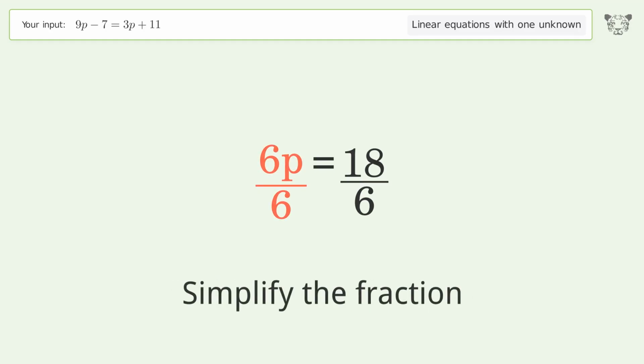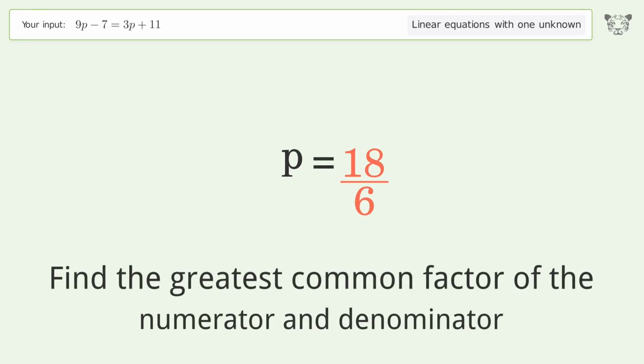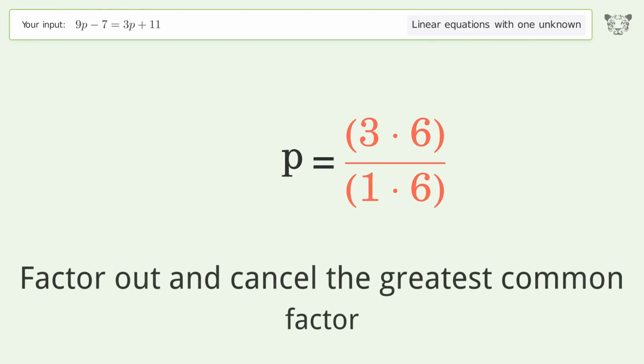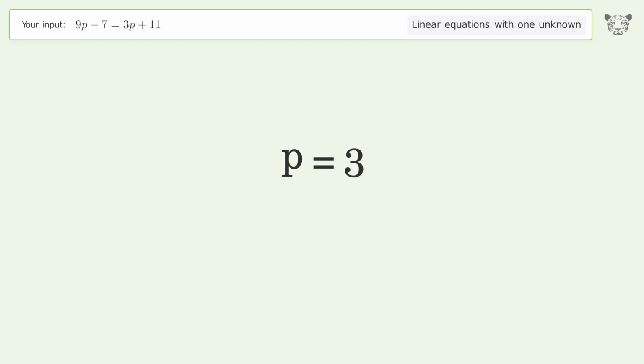Simplify the fraction. Find the greatest common factor of the numerator and denominator. Factor out and cancel the greatest common factor. And so the final result is p equals 3.